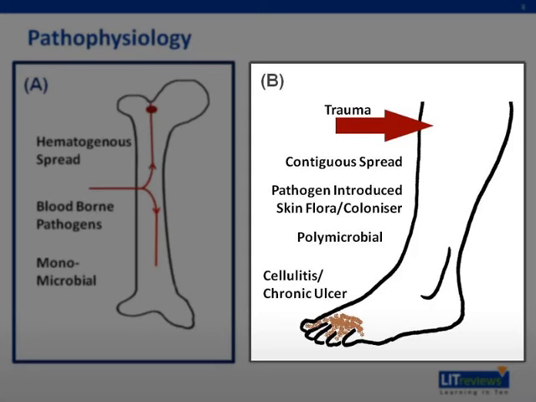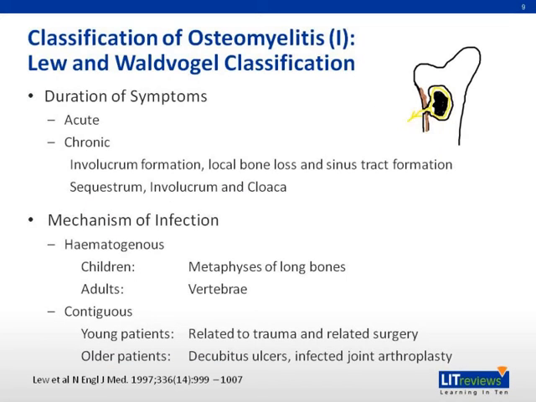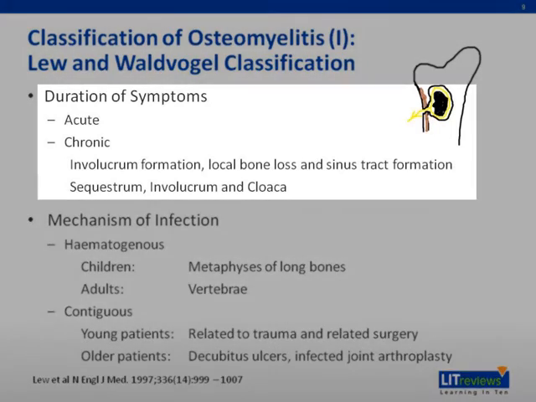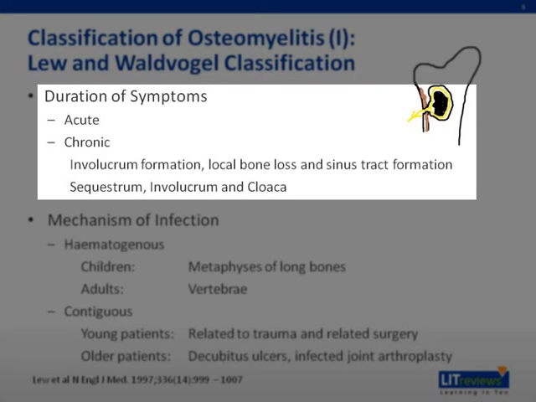Thinking about the classification of osteomyelitis, there are two broad classification systems. The Lew and Waldvogel classification is described based on the duration of symptoms as well as the mechanism of infection. For the duration of symptoms, as mentioned earlier, it could be short duration, acute presentation, where symptoms occur for less than 2 weeks, or subacutely, where symptoms occur between 2 to 6 weeks, or chronically. In chronic osteomyelitis, we talk about involucrum formation, local bone loss, as well as sinus tract formation.